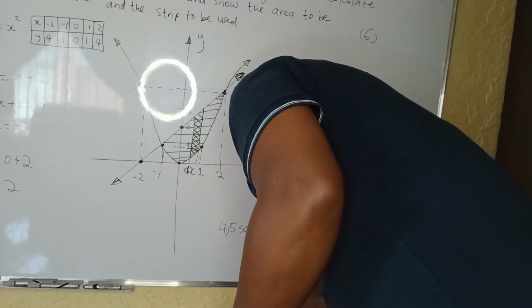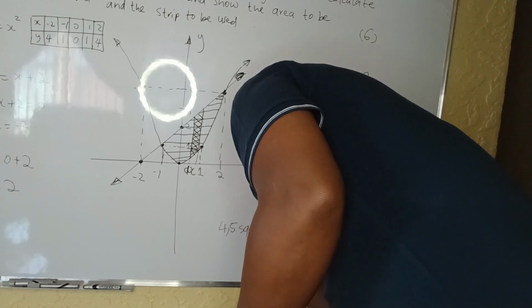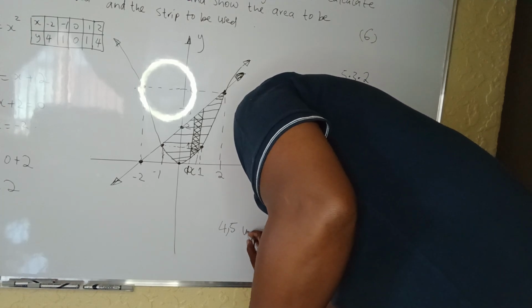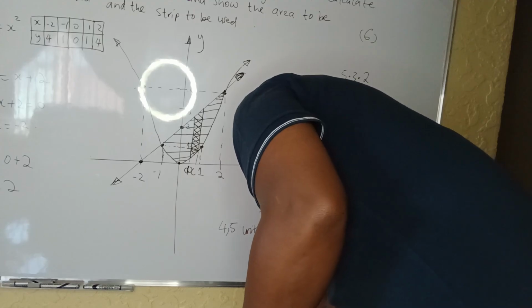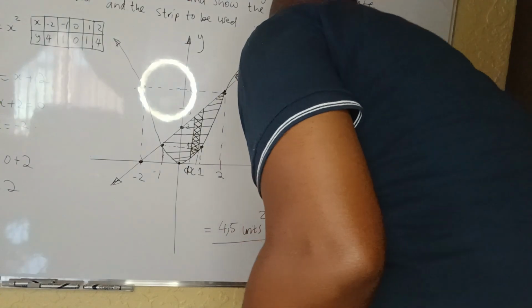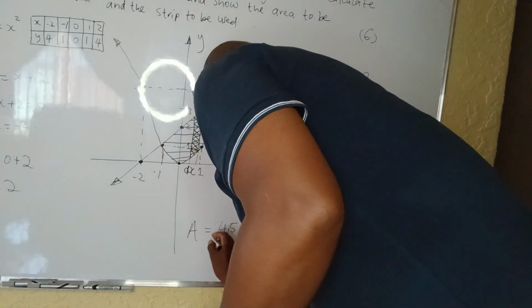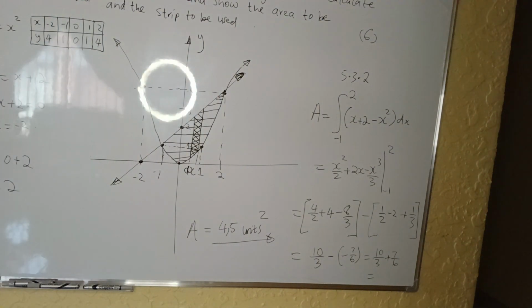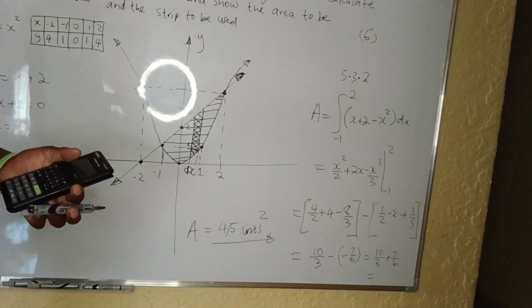square units. I can just write units square or square units. That is area. Okay, area is equal to 4.5 square units or units square. So depending how you want to call it. And then that is all that I could have done for you.